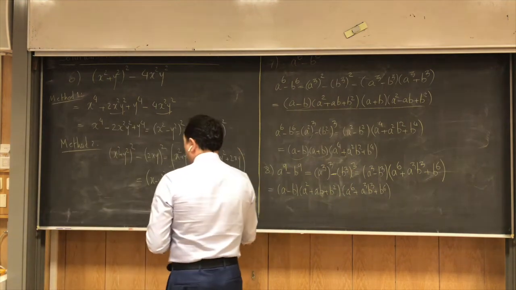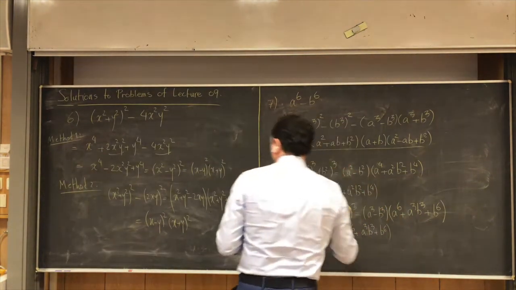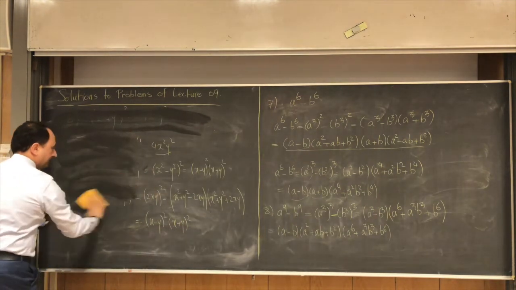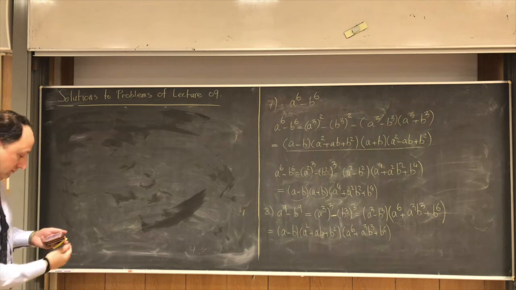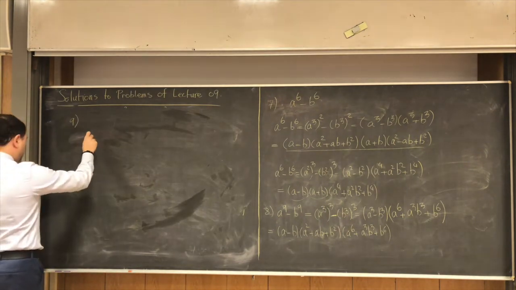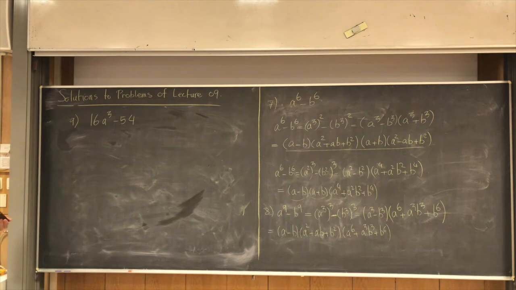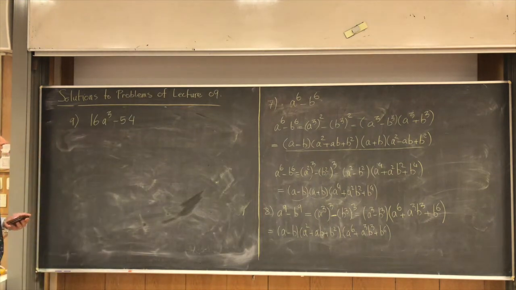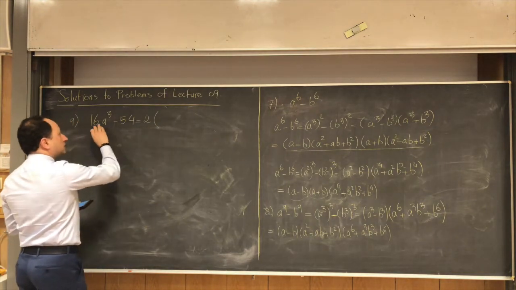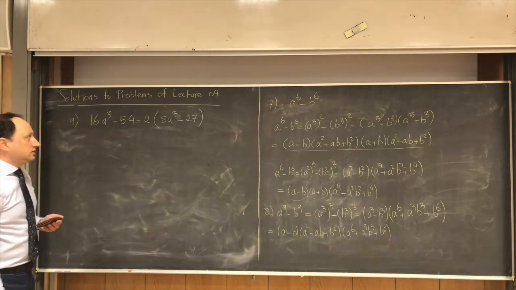So let us go to number 9. Number 9. I have 16a to the 3 minus 54. Yes? Okay. What can I do here? You immediately realize that there is something in common between 16 and 54, and that is 2. Yes, so I can factor 2 out first. Then it becomes 8a to the 3, and this becomes 27. But hopefully you can immediately realize that this is the difference of two complete cubes.